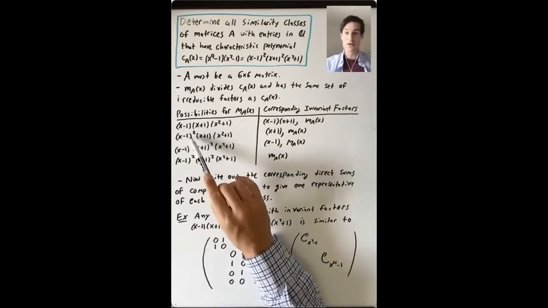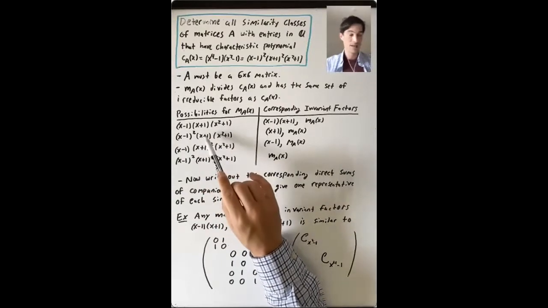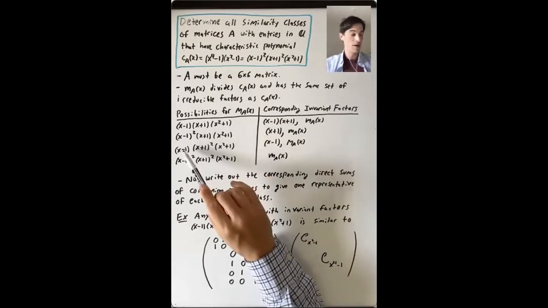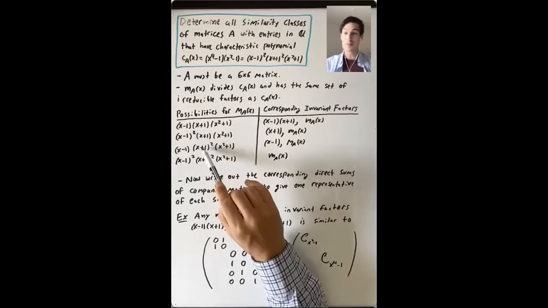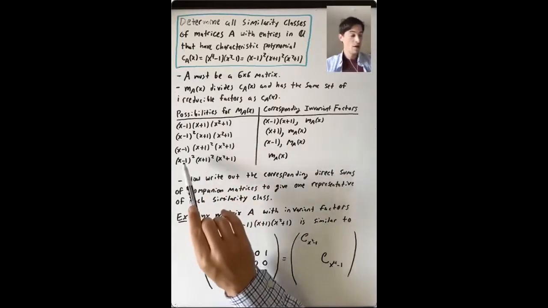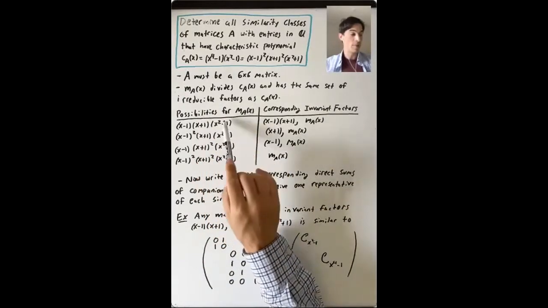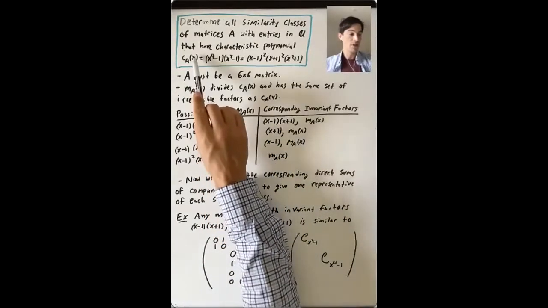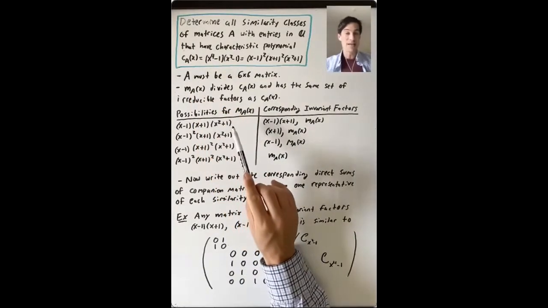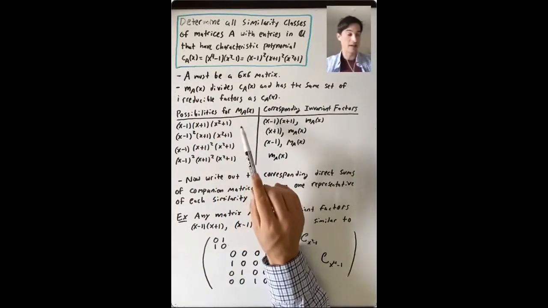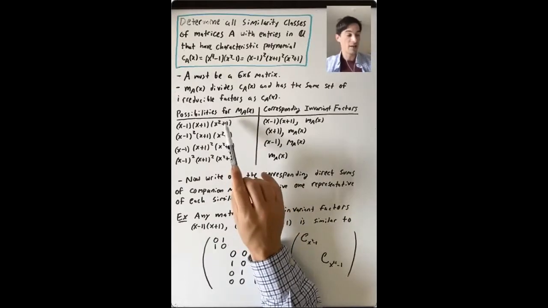Or maybe it has two factors. The x minus 1 factor has multiplicity 2 times x plus 1, x squared plus 1. Or maybe that one has multiplicity 1 and the x plus 1 has multiplicity 2. Or maybe the minimal polynomial is the characteristic polynomial. We see that in this case, once we've chosen a minimal polynomial, we know the characteristic polynomial, that's uniquely going to determine the set of invariant factors. So why is that?